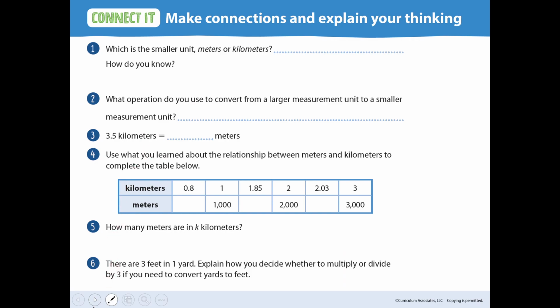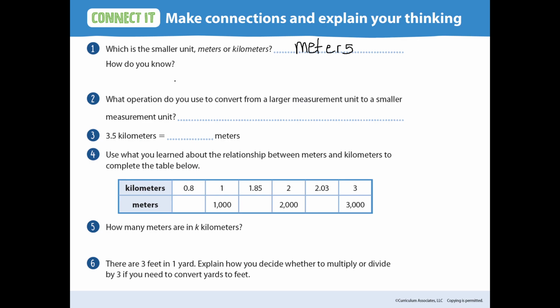So let's use that information to answer the questions on the next page. Which is a smaller unit, meters or kilometers? Go ahead and write down your answer. The smaller unit, of course, is meters. The size of that guitar was a lot smaller than the distance from the school to the park. How do we know? Well, it takes 1,000 meters to make 1 kilometer. So meters are a much smaller unit.